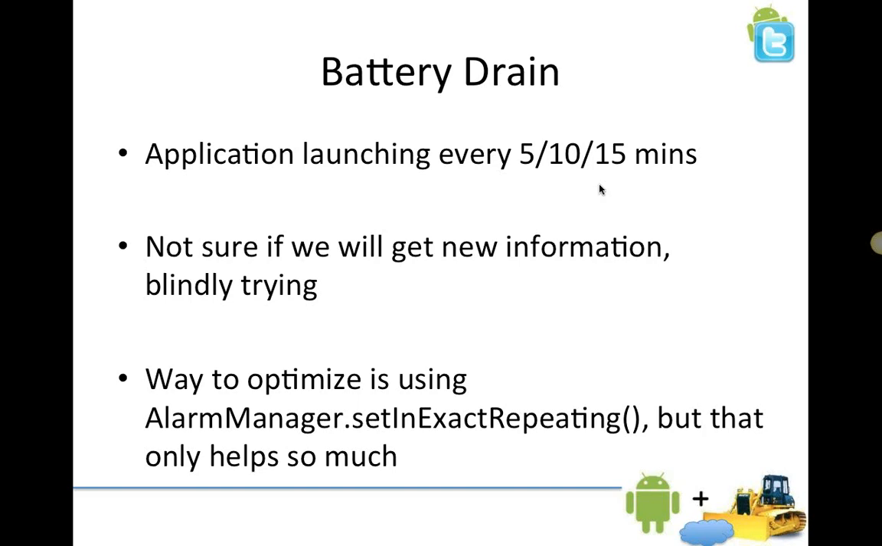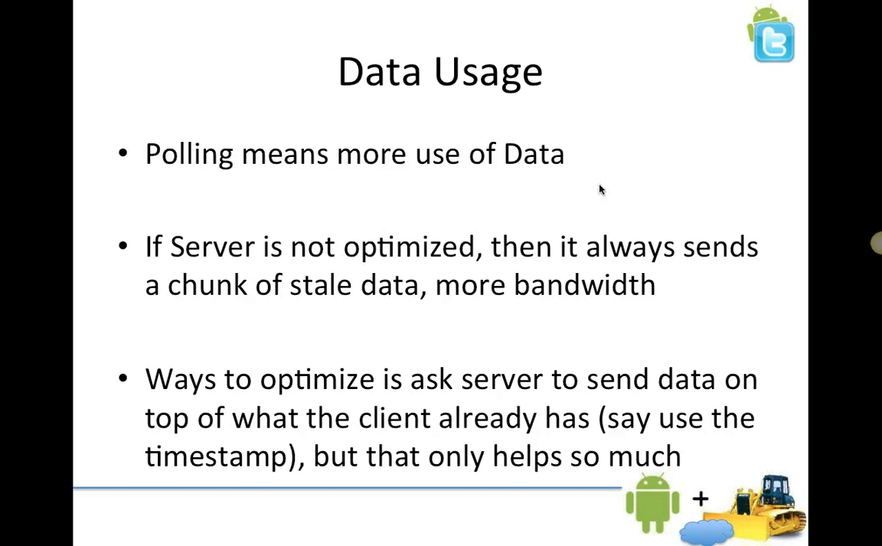The second problem is data usage. More polling means more use of data. And it's not only a client-side problem that the data usage becomes huge. It's also a problem if the server isn't optimized for this. If I have tweets for today, and I ask the server to give me tweets for today, my server is again going to give me the same tweets.